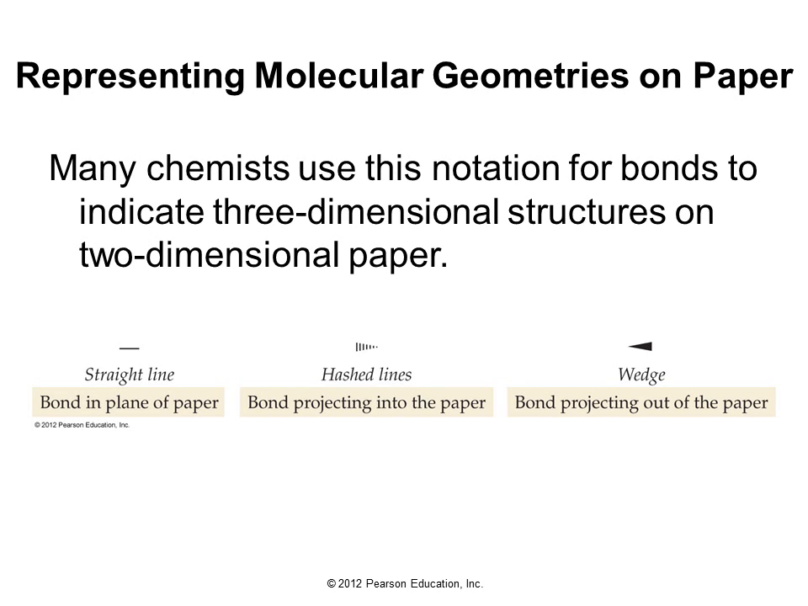Representing molecular geometries on paper. Many chemists use this notation for bonds to indicate three-dimensional structures on two-dimensional paper. A straight line means it's in the plane of the paper. A dashed line means it's projecting into the paper, behind the paper, and a wedge is a bond projecting out of the paper.